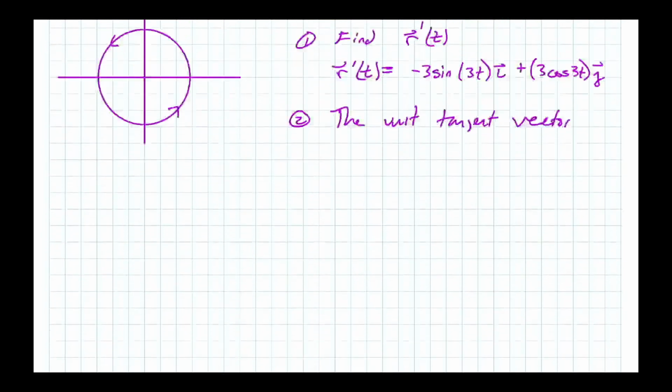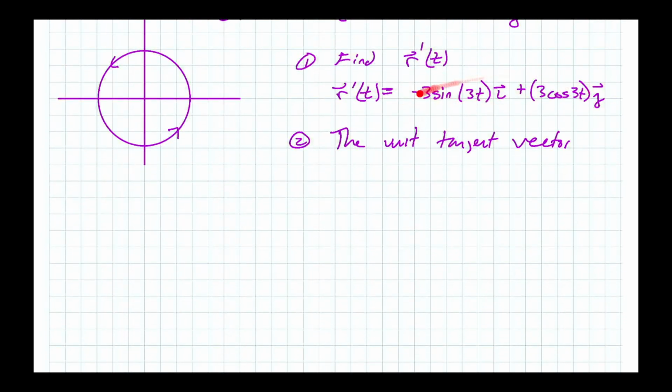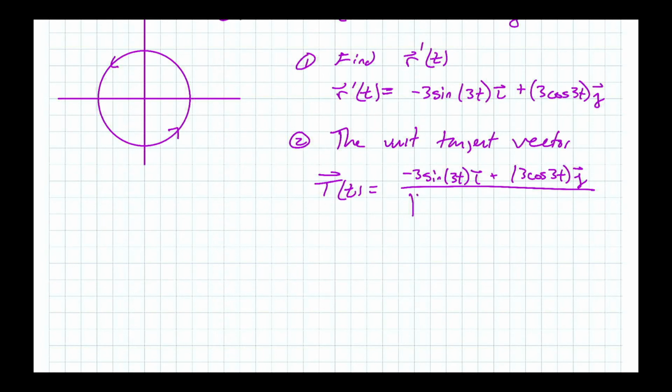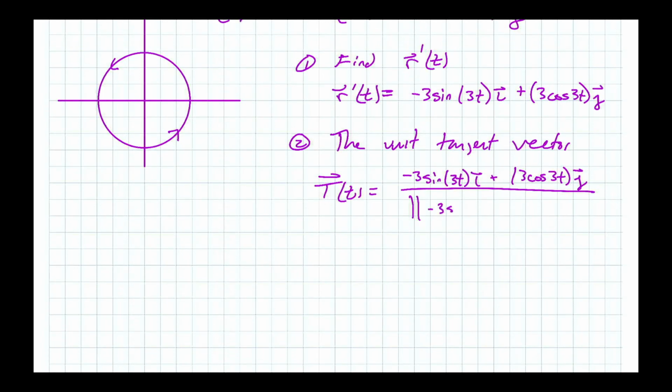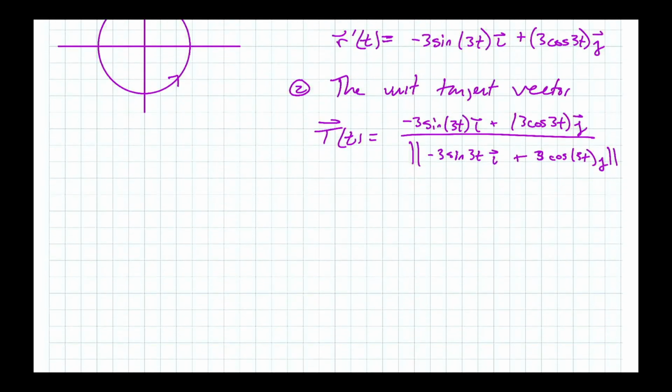And so then your unit tangent vector. This is tangent, but the length is not normally going to be 1. So if you want the unit tangent, T of t, that's going to be this vector, negative 3 sine 3t i plus 3 cosine 3t j, over the magnitude of that vector. And you actually have to work out that denominator.